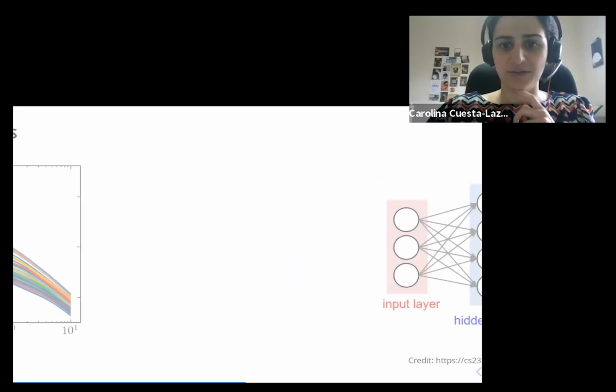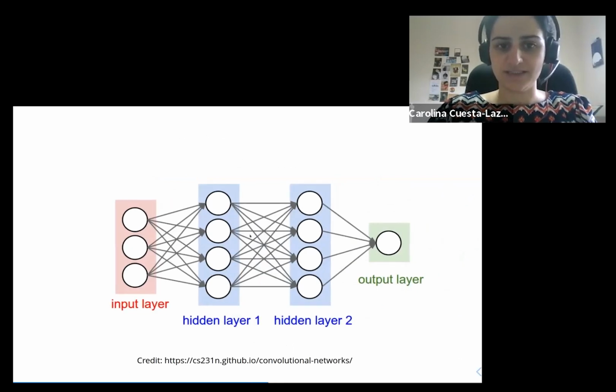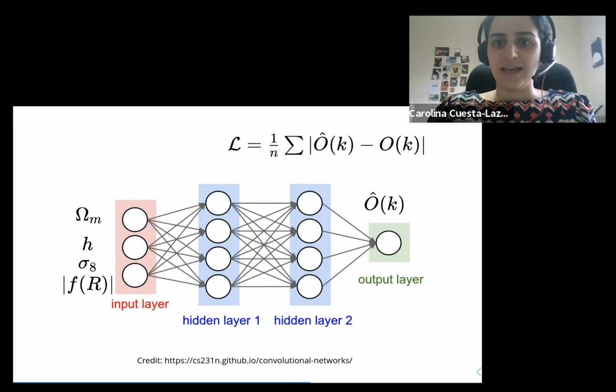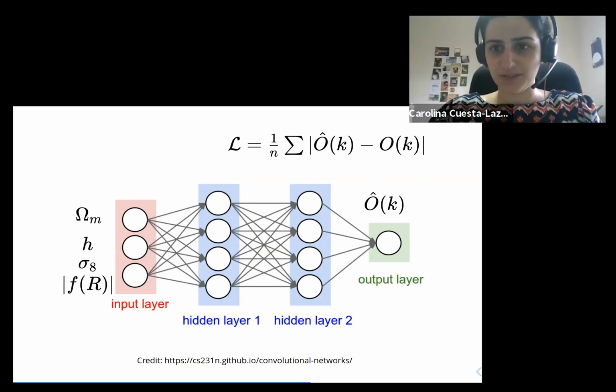I've been doing that with neural networks. So we have a fully connected neural network in which we input the cosmological parameters and the modified gravity parameter, and we output an estimate of the power spectrum as a function of scale. Now we can find the optimal set of weights for this neural network by minimizing the distance between our predicted power spectrum and the one measured in n-body simulations. And it turns out that we can really get percent accurate predictions with only 50 n-body simulations.